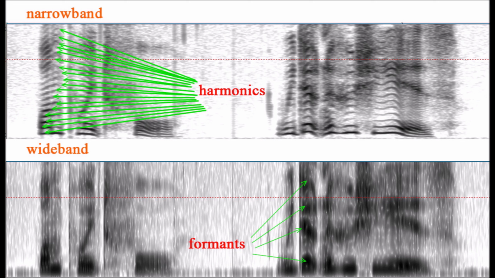Now, you may argue that in the narrowband spectrogram you can still see the formants, though superimposed on the harmonics. And that is true, but narrowband spectrograms have at least twice as many frequency bands, in other words, twice as much information, as wideband spectrograms. And this will translate into twice as many computations, okay?